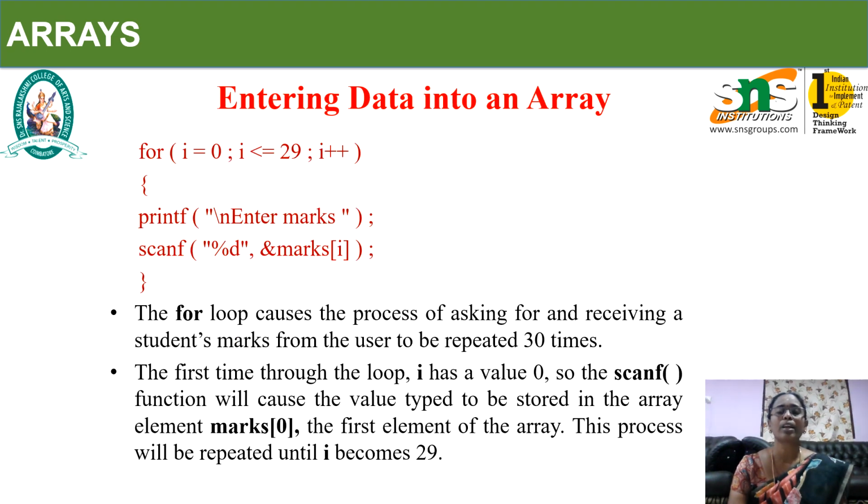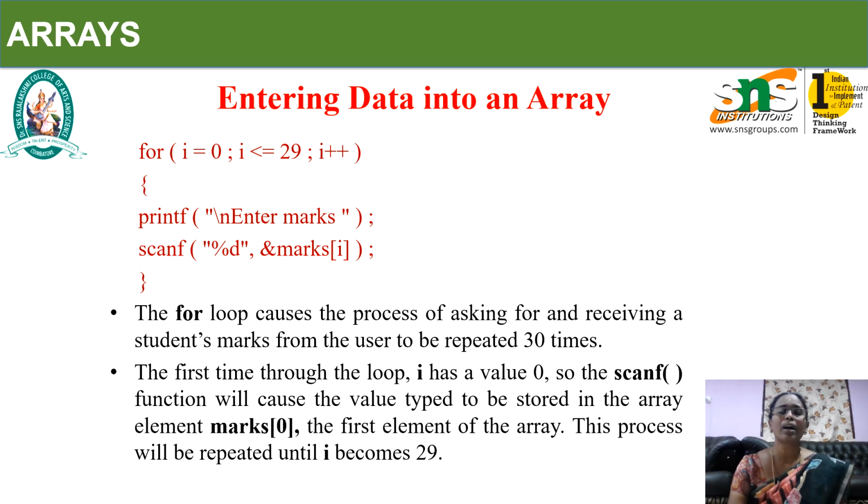Entering data into an array is similar to a normal variable, but each and every individual value can be stored with the help of a loop. Here is an example for accessing the data from the user. The array index starts from 0, so the loop starts with 0 and runs while i is less than or equal to 29, since the size of the array is 30. Each time I enter a mark, it will be stored in the ith position, and i will be incremented by 1.